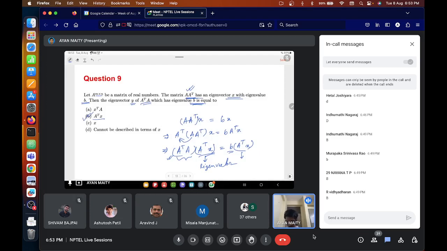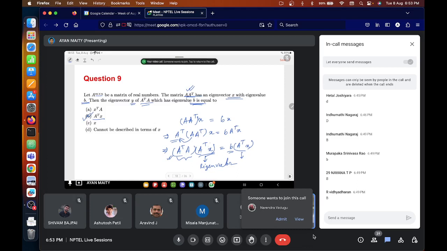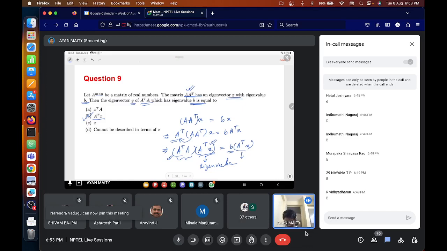So this is how you compute the eigenvector for the matrix A transpose A. The eigenvalue and eigenvector for the matrix A transpose are given. You have to find the eigenvector of A transpose A having the same eigenvalue. You just multiply A transpose to both sides of this equation, then separate out this A and form the matrix A transpose A. That way you get the vector A transpose X. So option B is the correct answer.